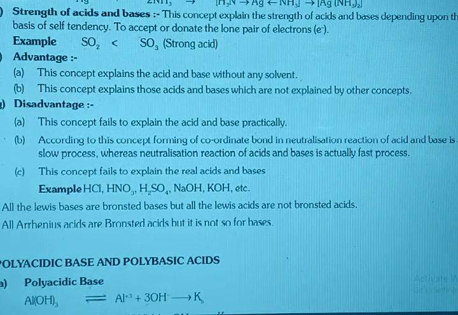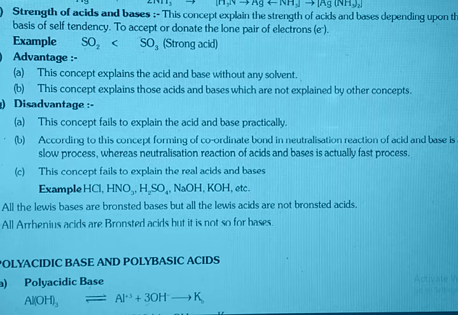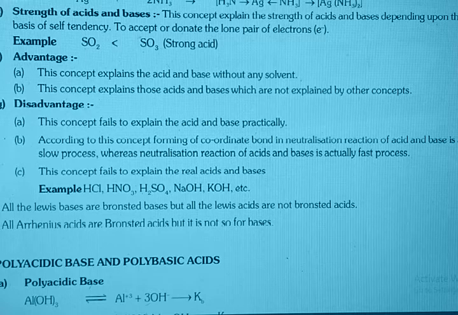Sulfur dioxide to sulfur trioxide, strong acid. Now if I talk about the advantages, this concept explains acid and base without any solvent. This concept explains those acids and bases which are not explained by the other concepts. And disadvantages: this concept fails to explain acid and base practically. According to this concept, the forming of a coordinate bond is the neutralization reaction of acid and base, which is a slow process, whereas the neutralization reaction of acid and base is actually a very fast process.